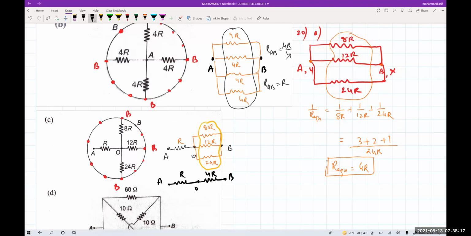So I can take this one as equal to the point B. This is 4R. These two are in which combination now? 4R and R are in which combination? Series combination. So this will be R plus 4R, which equals how much for me? 5R. Got it?